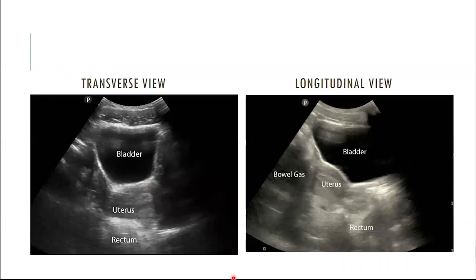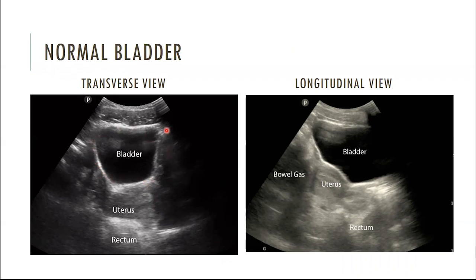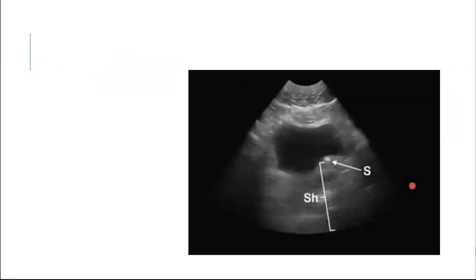This is just a picture of what a normal bladder should look like. It should be a nice, big, open balloon, with a pretty thin wall all the way around the bladder here in the transverse view, and in the longitudinal view as well. You don't see ureters, you don't see anything else there. All right, thoughts on what this might be for the bladder?